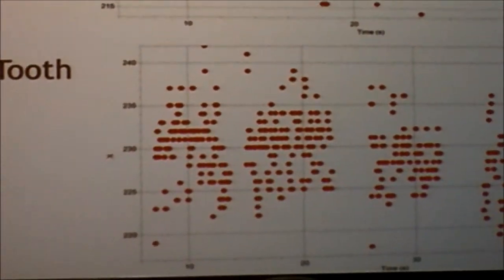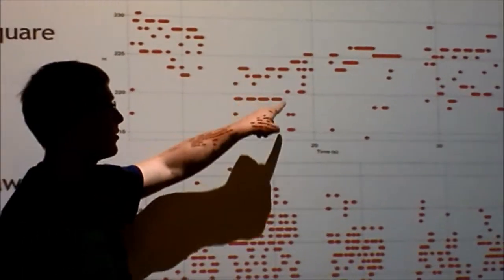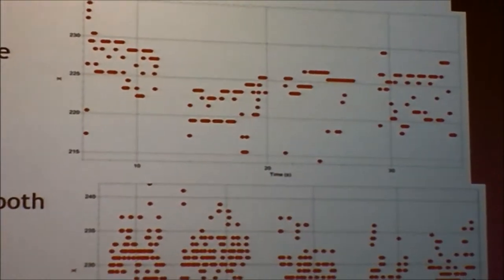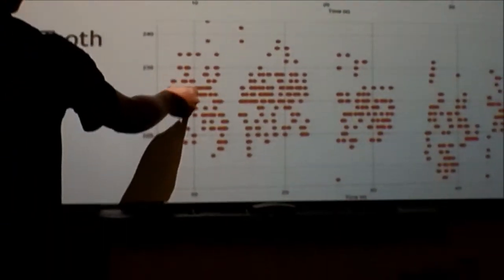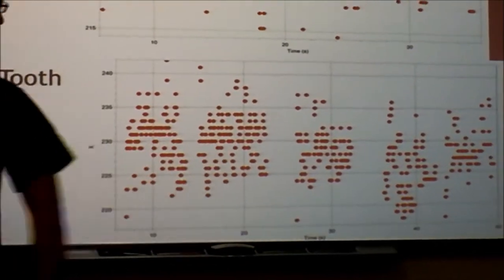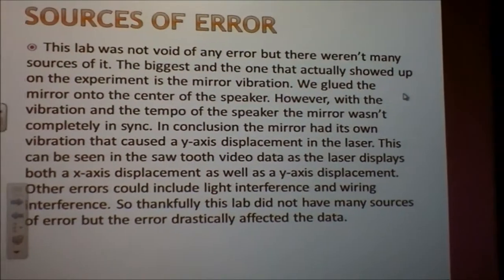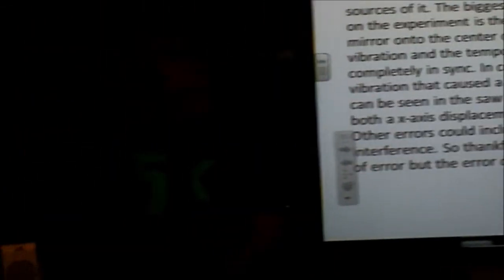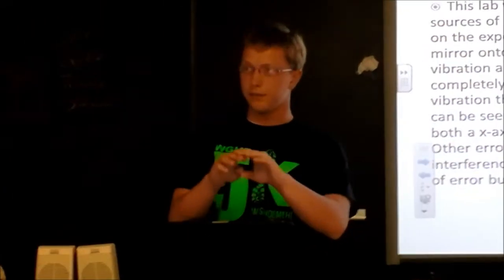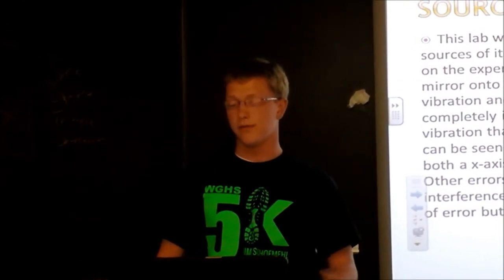And this is the square. You can see the square pattern, and obviously it decreased a little bit. And for the sawtooth, right there, you can see the jagged lines. So that's our finding: the displacement of the laser was the same as the wave that we were emitting, which was very cool.